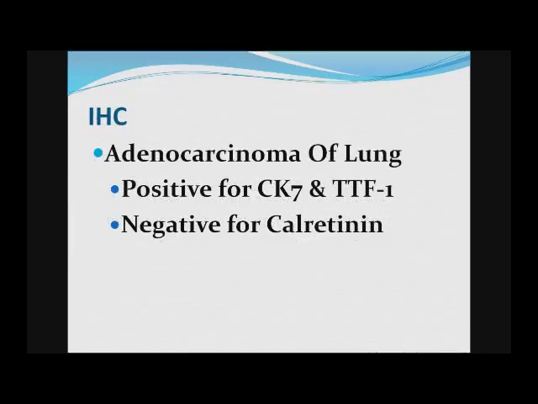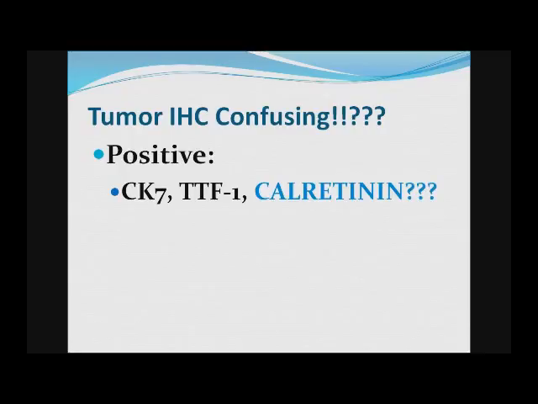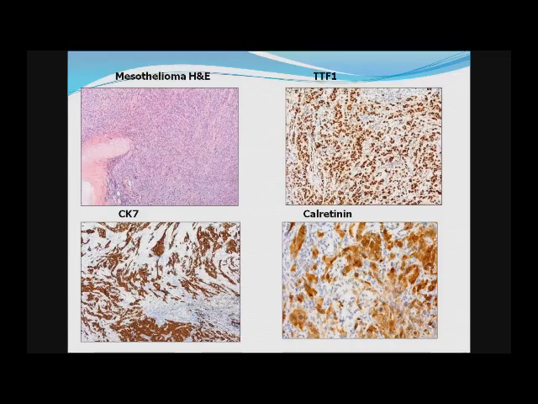And we had a case of an adenocarcinoma of a lung, and it should be positive for CK7 and TTF1, but it should also be negative for calretinin. And if you look at the slides that I'm showing you, it was a nice H&E, mesothelioma. TTF1 was very positive.